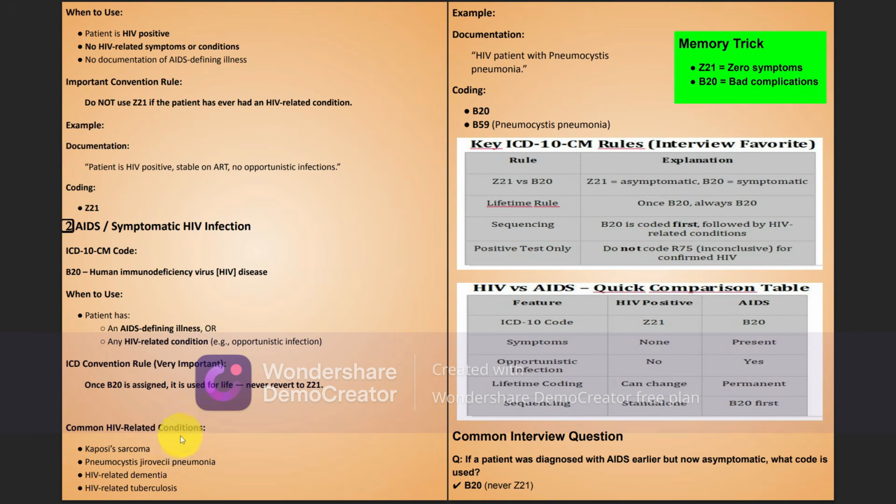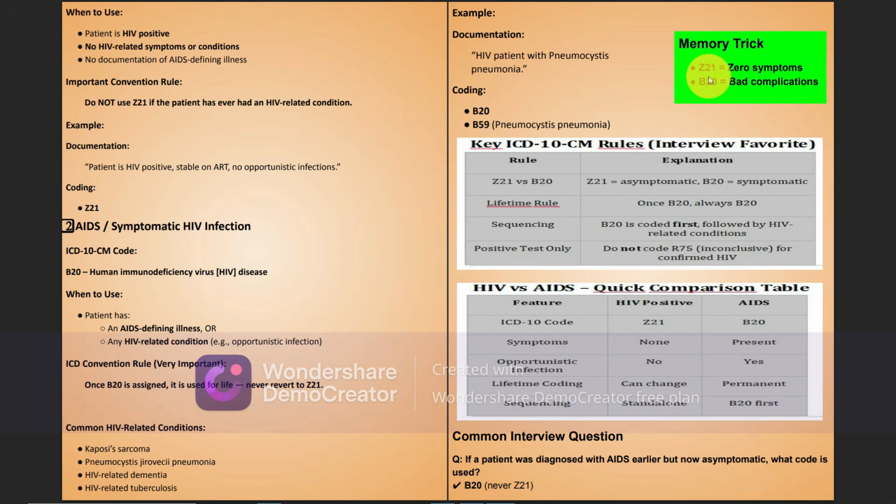Common HIV related conditions are like Kaposi sarcoma, pneumocystis pneumonia, HIV related dementia, HIV related tuberculosis. These are all examples of HIV related conditions. Documentation: HIV patient with pneumocystis pneumonia, what we can code is B20 and B59. Pneumocystis pneumonia has a separate code.